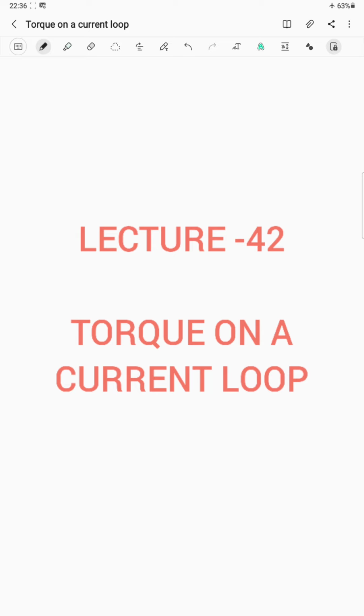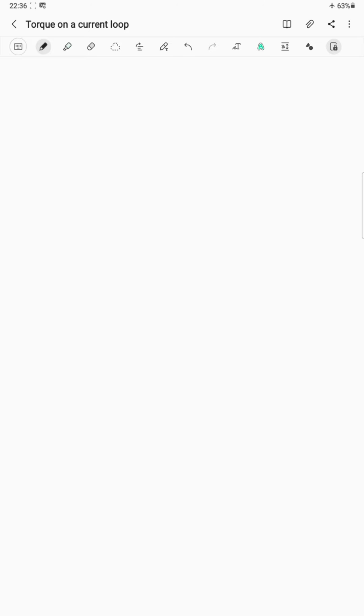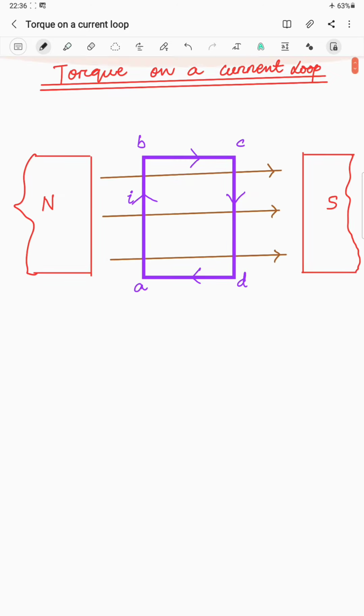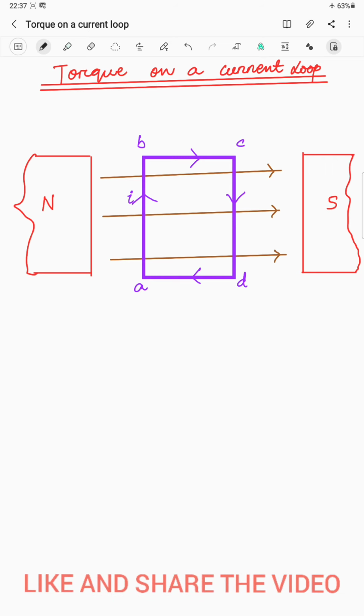In today's class, we will study torque on a current loop. We have taken a current loop ABCD, where I have shown the direction of the current. That current loop is kept in between two magnetic poles, north and south, and you can see the brown color lines indicate the magnetic field lines. So basically the current loop is kept inside a magnetic field.